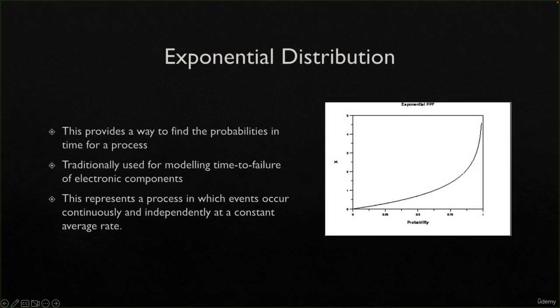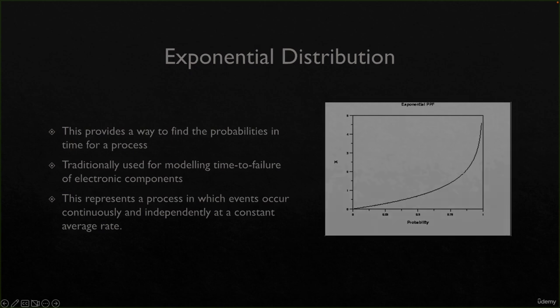So this exponential distribution provides a way to find the probabilities in time for a process. Traditionally, this exponential distribution is used for modeling time to failure of an electronic component. And this exponential distribution represents a process in which events occur continuously and independently at a constant average rate. So this is about the exponential distribution.